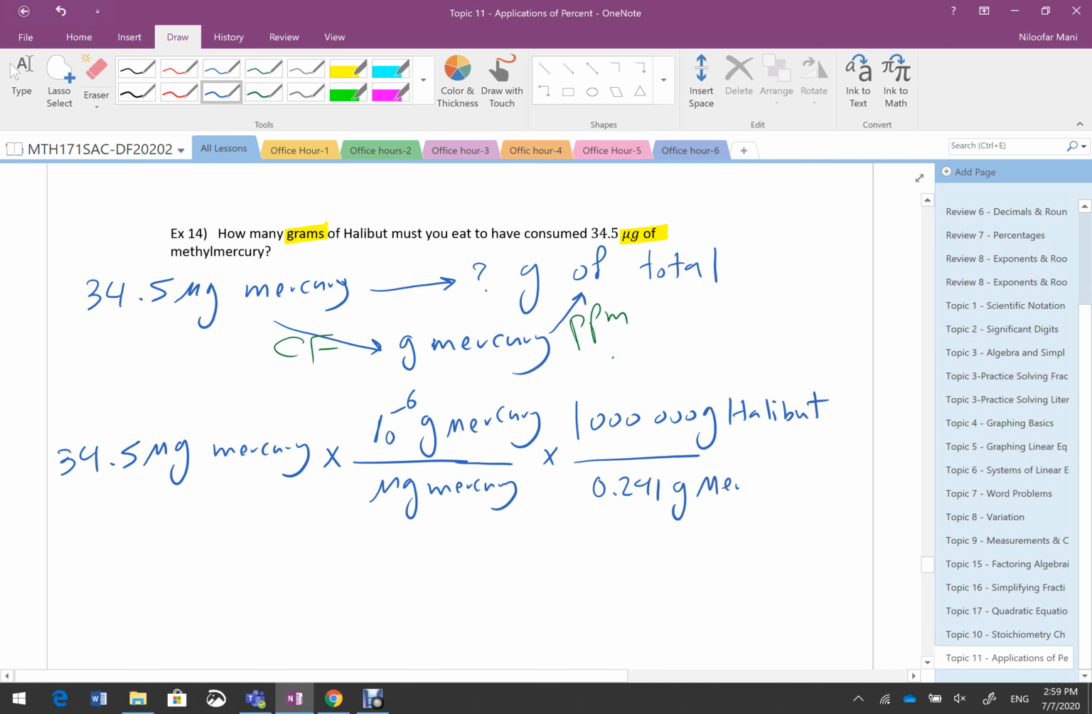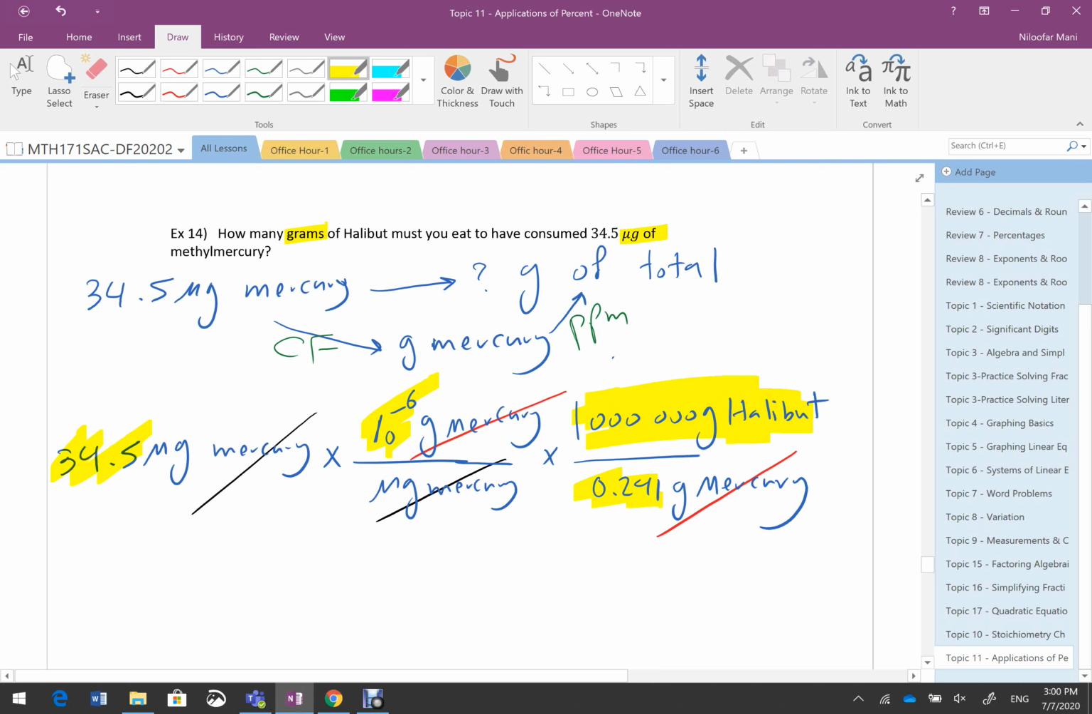Okay, so grams of mercury. Oopsie. See, I have micrograms of mercury. First, I go to grams of mercury. Then from grams of mercury, I go to total. So I need to use my parts per million, but I need to use it the opposite way because I want to cancel this and that. So I need to change the color. I want to cancel this and that, and I want to bring the total amount, because it asks how many grams you must eat to have that much mercury. Okay, so this is left here, this is left here, this is left here, and this is left here.